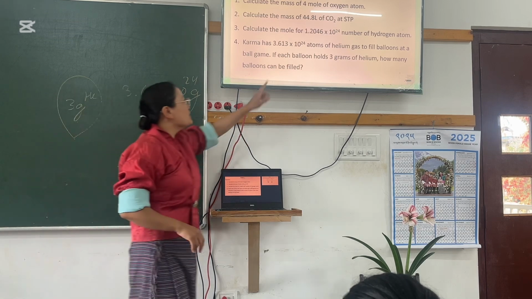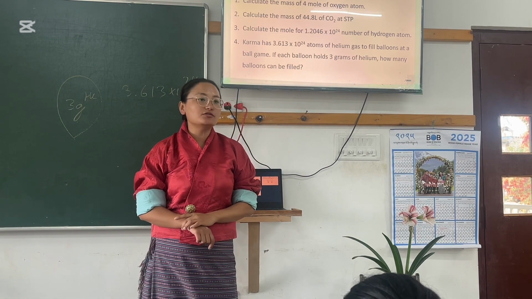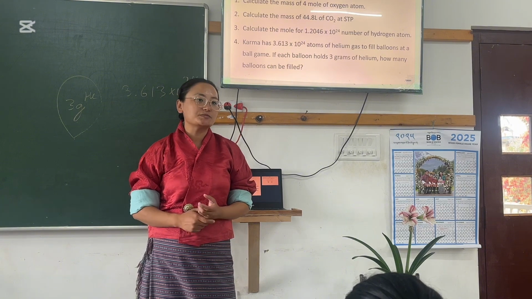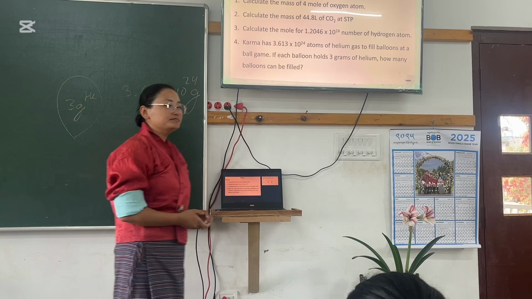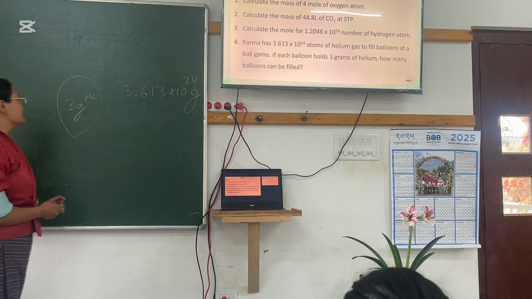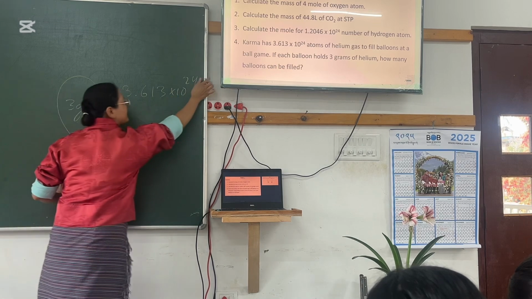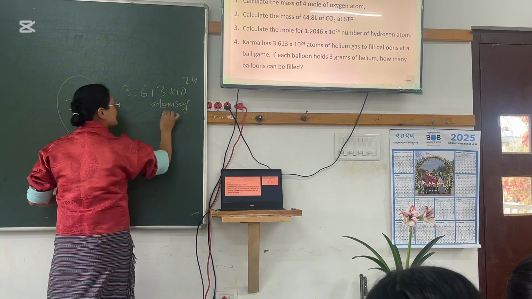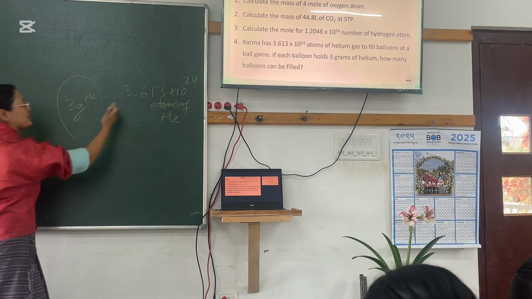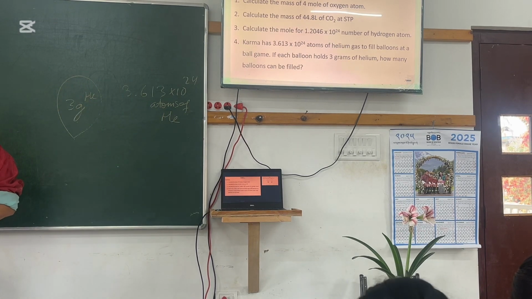But the question is not that easy, right? Instead of mass, what is given now? Atoms. So what will you do? How will you solve this? In 3 grams of helium, you have this many total number of atoms of helium. So how many balloons will be filled by this many total atoms of helium?